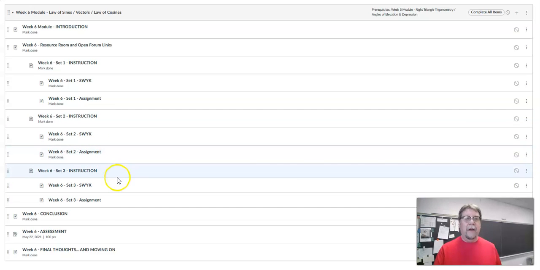And then finally, our third set of instructions, the law of cosines. A little bit more complicated idea than the law of sines, but still a necessary thing that we will have to have in our arsenal of tools so that we can be successful in trigonometry. The law of cosines. We'll have a SWIC over that information as well as a MathXL assignment.